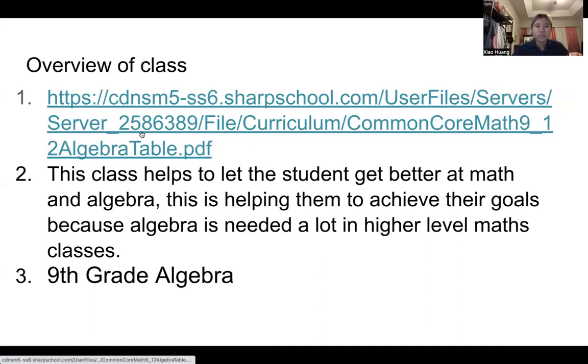So this class could really help Sylvia to achieve her goal to become an engineer because this class is algebra. Algebra will be needed in higher level math classes like Calculus 1, Calculus 2, Calculus 3, which she will need to take in order to get her engineering degree. So doing good at this class will help her later in her future classes to achieve her goal.